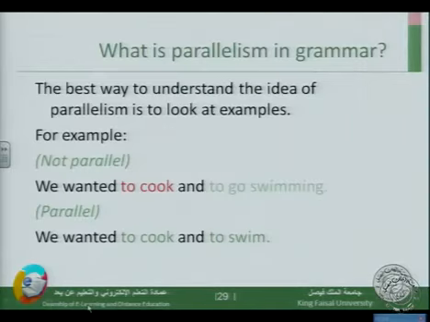In the last three classes, we have also talked about parallelism, and we discussed together what parallelism is and what it means. And at the beginning, we gave you these two examples to show you the idea of parallelism. We said that she wanted to cook and going swimming is not parallel. Why? Because here we have an infinitive and then we have a gerund. The correct form is as the following: to cook, to swim. Or she wanted cooking and swimming.